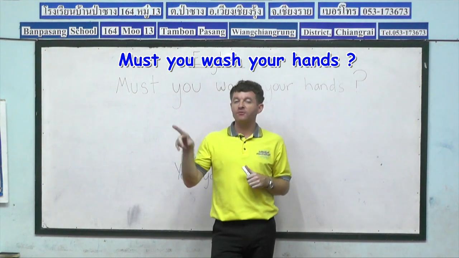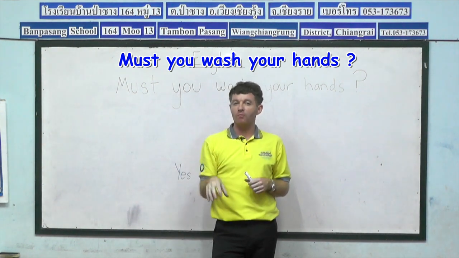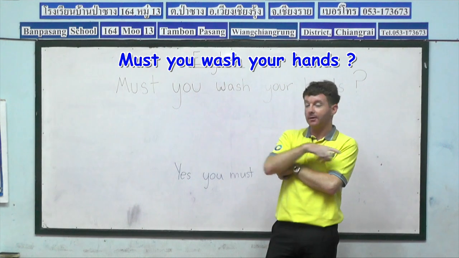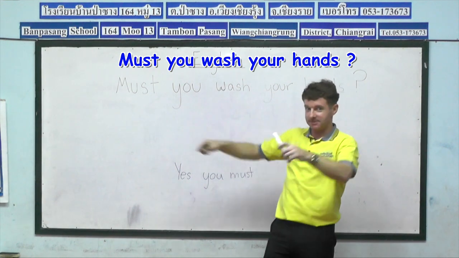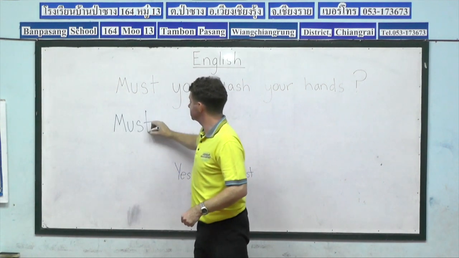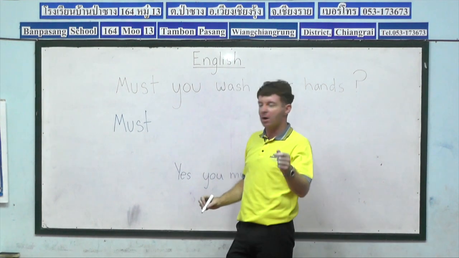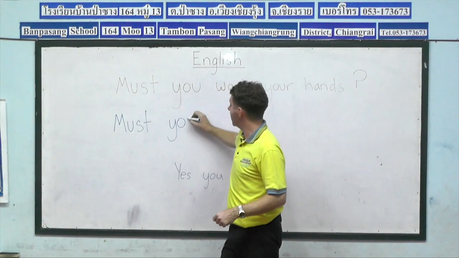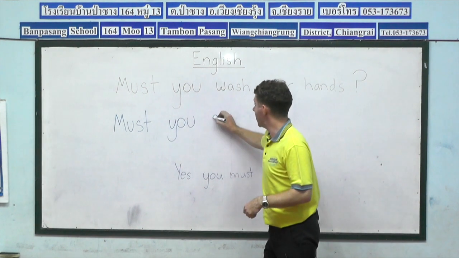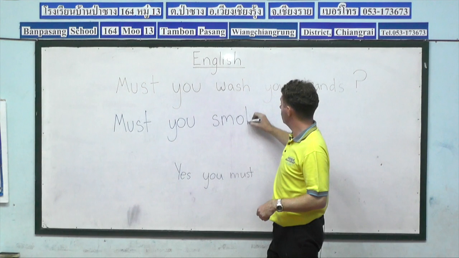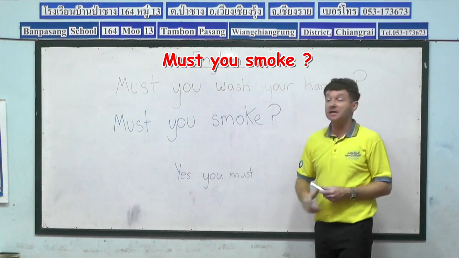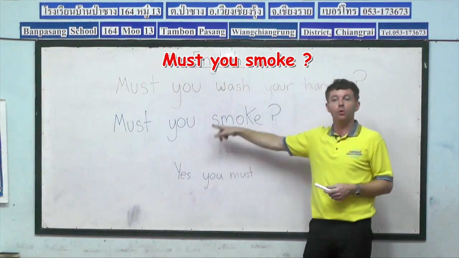What we'll do now, we'll practice one more question and then we'll have a student come forward and give the negative response. So guys, if I want to ask the question, what's the first word we need? Must. M-U-S-T, and then we'll ask something that's not nice. Must you, Y-O-U, and then something we should not do. I know, smoke. S-M-O-K-E, and then at the end, question mark. So all together, guys, must you smoke?